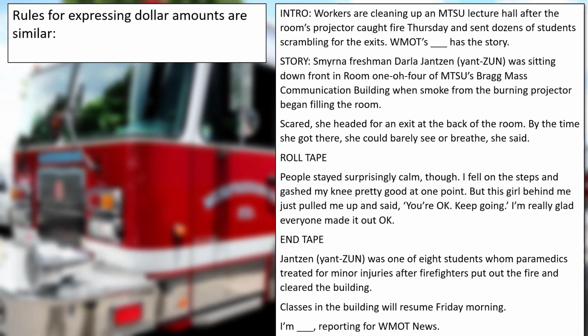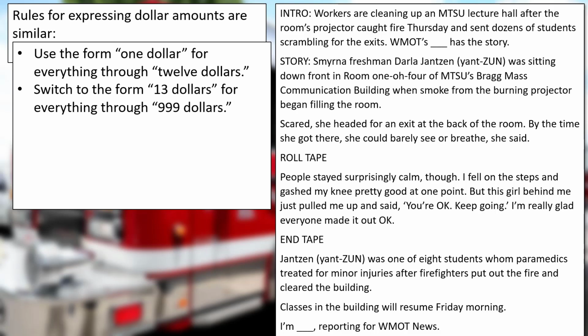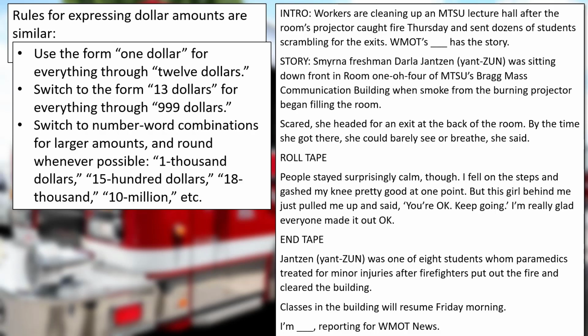You do the same thing when you're expressing dollar amounts. Use the form one dollar for everything through twelve dollars, one dollar, two dollars, three dollars, and so forth, up to twelve dollars. And then when you get to $13, then switch to numbers, $13, and continue that pattern for everything up through $999. Then switch to number word combinations for those larger amounts. And again, round off whenever possible. So you'd write one-thousand dollars like that, fifteen-hundred dollars, $18,000, $10 million, and so on.